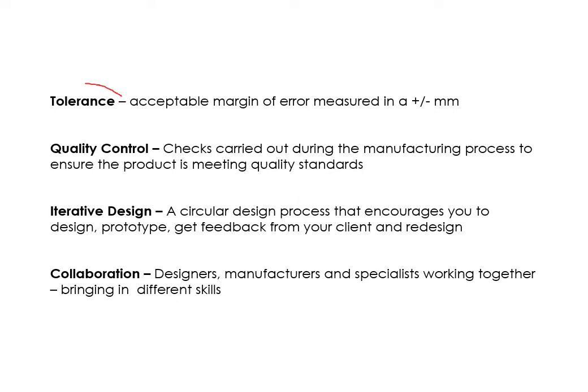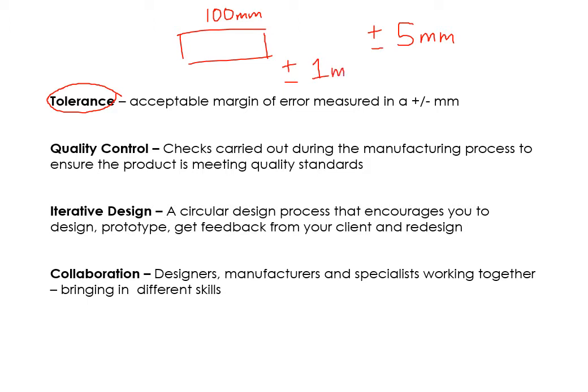First one, tolerance. I've done a few videos on tolerance. It's an acceptable margin of error, and it's normally measured in a plus or a minus, and then you are given some kind of measurement. So for example, if you had a piece of wood that was 100 millimeters long, and it had a tolerance of plus or minus 1 millimeter, it means that that piece of wood can be 1 millimeter shorter and 1 millimeter bigger and still be within tolerance. So it could be 99 millimeters or 101 millimeters, and it would still be absolutely fine. As soon as it becomes 98 or 102, then it would be outside of tolerance.